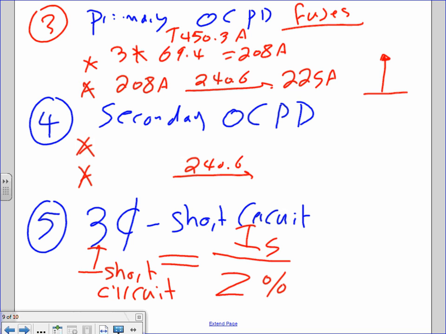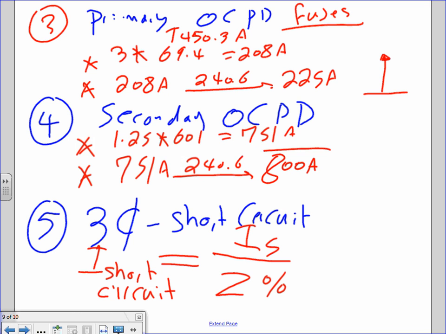On the secondary side, Adam, your multiplier is 1.25 multiplied by 601. That will give me a healthy 800 amp. You take your 800 amp to 240.6, and that will get you actually different. I'm looking at it, it'll get you 751 amps. Take the 751 amps, that will get you an 800 amp. And the last two, these are your overcurrent protection device fuses.